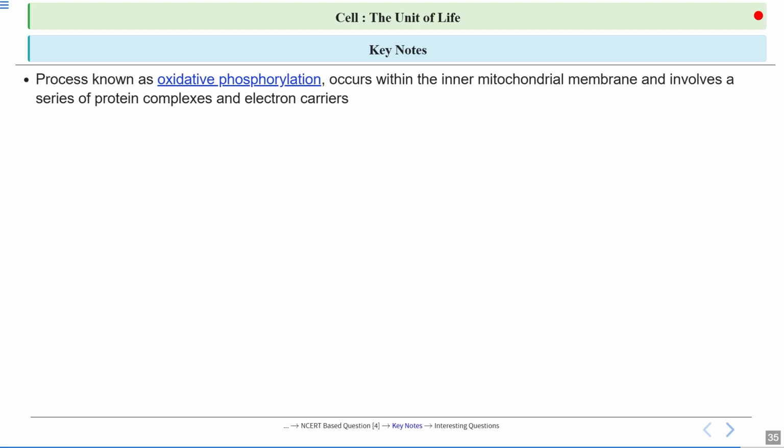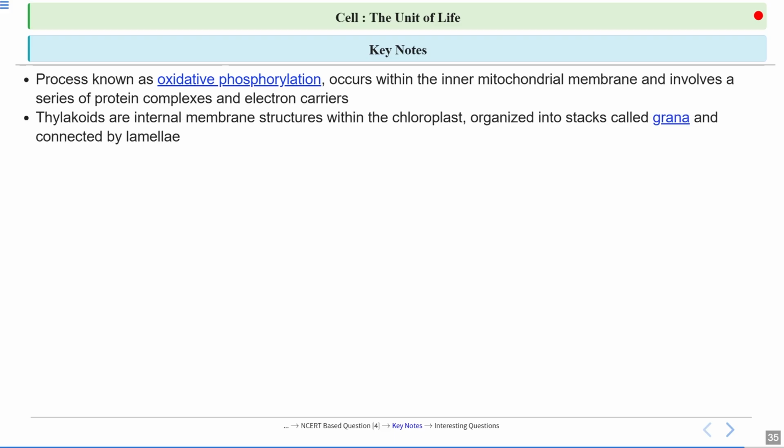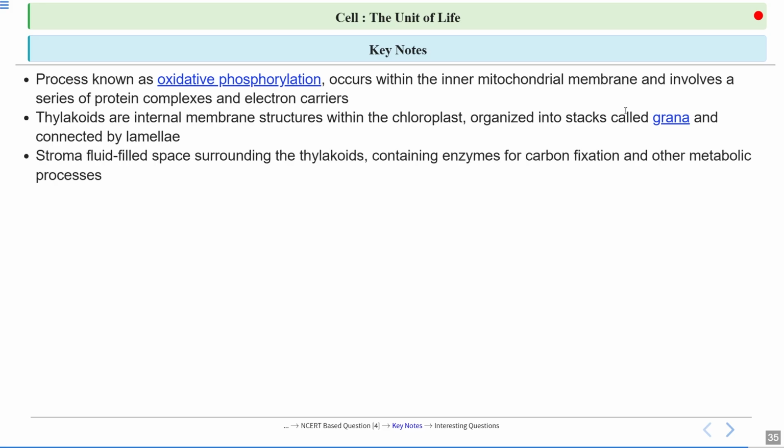Now, key notes for you. The oxidative phosphorylation through which the ATP is generated occurs within the inner mitochondrial membrane and involves a series of protein complexes and electron carriers which are present in the inner mitochondrial membrane. Thylakoids are present within the chloroplast. Thylakoid membrane consists of all the complexes and the chlorophyll pigment as well. Thylakoids are organized into stacks known as grana, and these grana are connected by stroma lamellae.